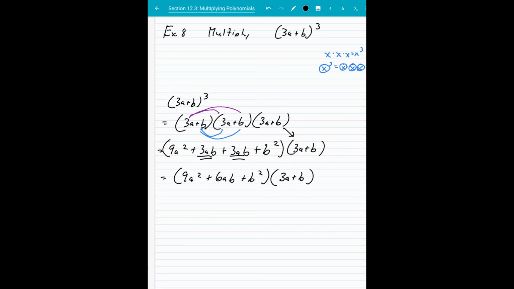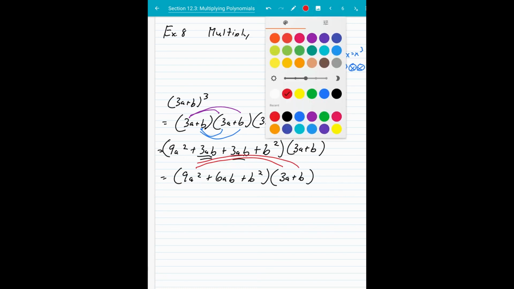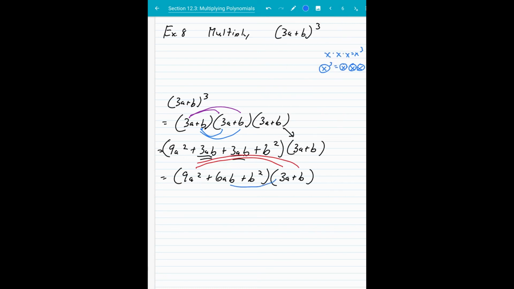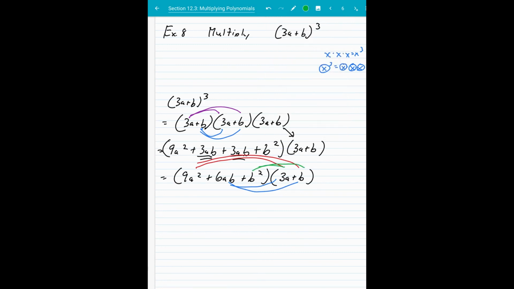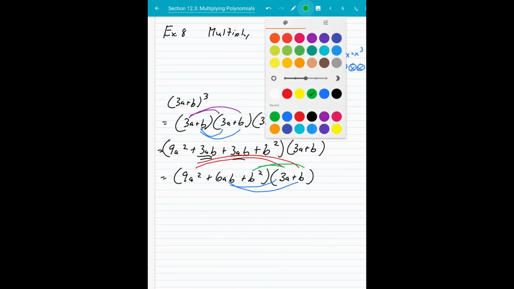Now that we've multiplied all of this and it became all of this right here, we can go ahead and start multiplying the next round. So we need to take the 9a squared and we're going to multiply it with two things over there. So we're going to have to distribute the 9a squared to here and to here. Then we'll have to do the 6ab to here and to here. And we'll have to do the b squared to here and to here. So let's look at the red first.